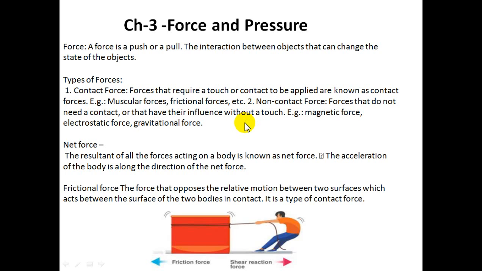State of that object means that you are exerting some force and it is changing its shape or its state, that is, the three states: solid, liquid, gas. So there can be any type of change in the state, but it occurs only when you touch it. In that case it is known as contact force. Contact force is again divided into two types: muscular force and frictional force.